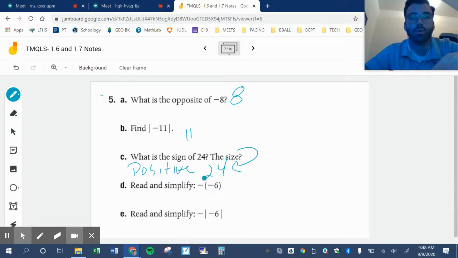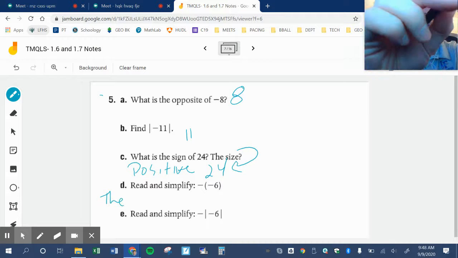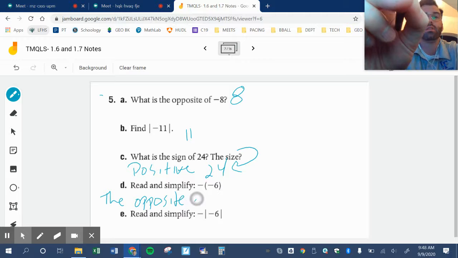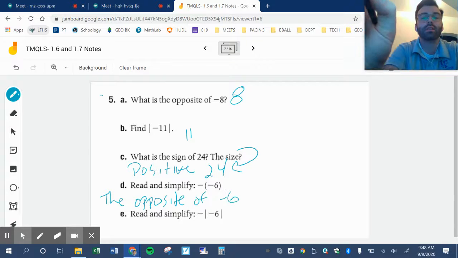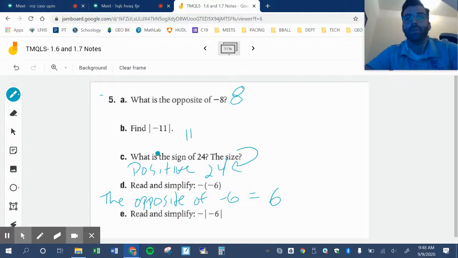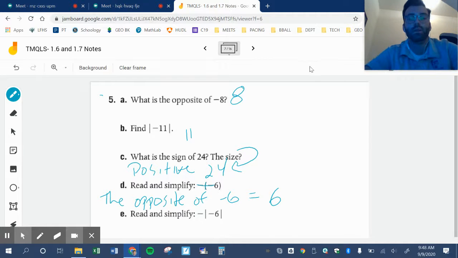Read and simplify. So what does this say? Well, anytime I see a negative like this, I like to think of it as the opposite. So I would consider this the opposite of -6. And then if I want to simplify it, that's just 6. Sometimes a lot of us, when we see this, may just think, oh, I have two negatives, that's just one big positive. And that's fine. That is correct. You're right.